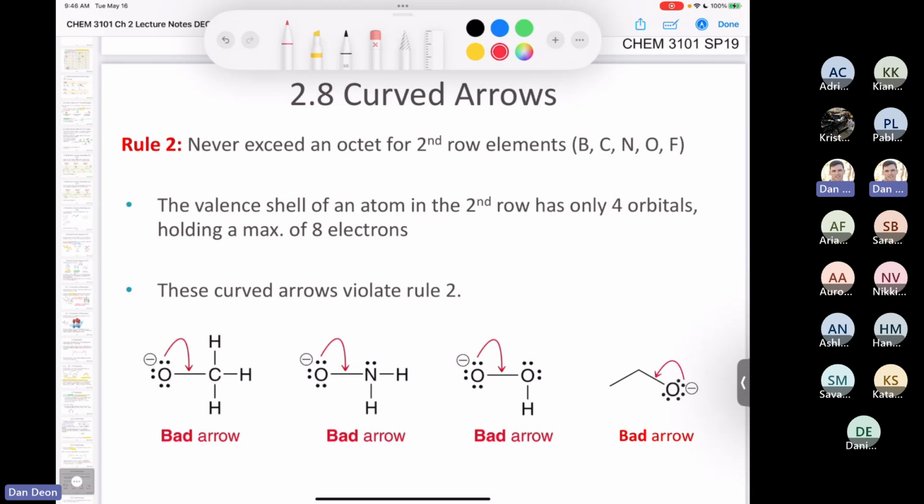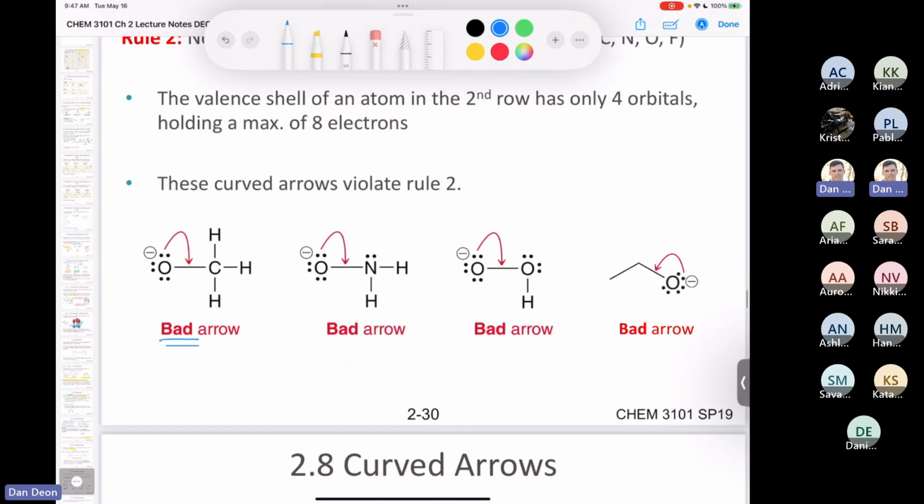All right, let's move on to rule 2. It says never exceed an octet for the second row elements. Things like boron, carbon, nitrogen, oxygen, fluorine. These are in the second period of the periodic table. Ergo, they can never have more than an octet of electrons. That would be a very bad thing. So if we look at any of the arrows here, I love this slide, bad arrow, it's scolding the arrow or something. But why is it a bad arrow?